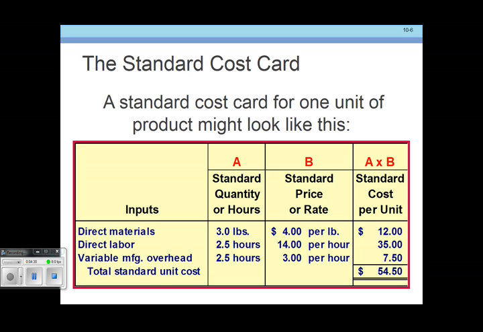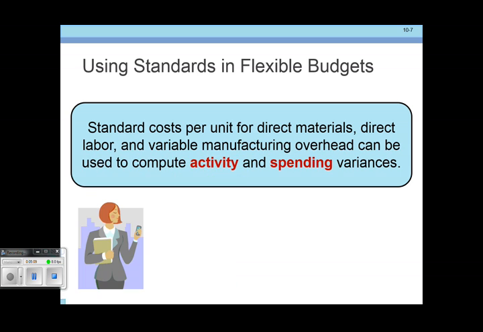there are 6 items that went into this, 3 for the quantity and 3 for the price. What led it to be $52 instead of the $54.50? And likewise, if we went over and it cost us $60 to produce that unit, which of those particular inputs and which of the particular standards, hours or price, did we exceed? So it's important that we break this out for direct materials, direct labor, and manufacturing overhead.